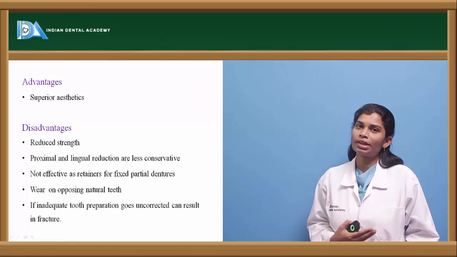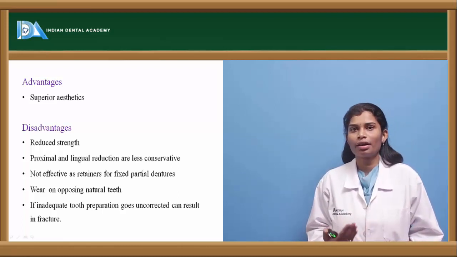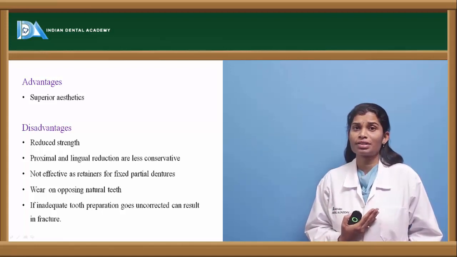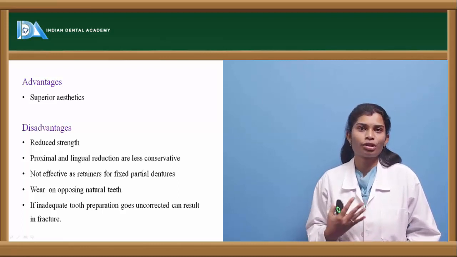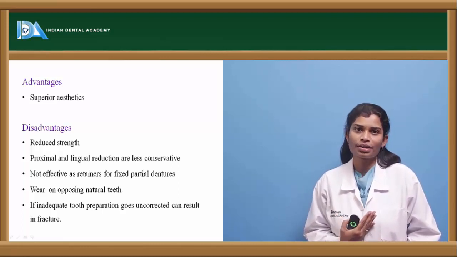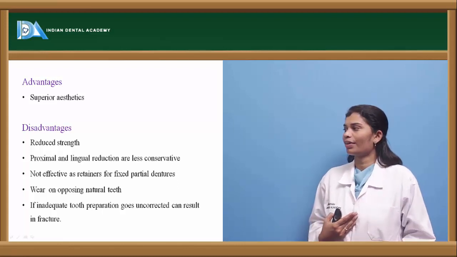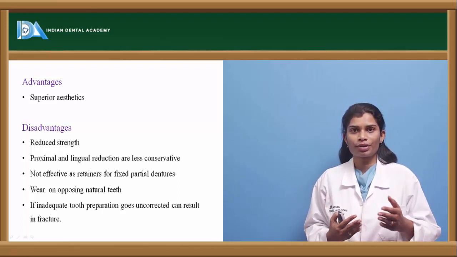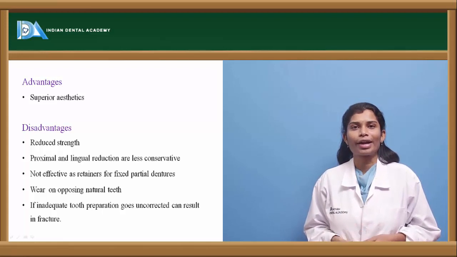Wear on opposing teeth is also possible, because if you have done any occlusal corrections on an all ceramic restoration and it is left unglazed, it can abrade the opposing natural tooth structure. So this is to be considered when you are giving an all ceramic crown. And also, if inadequate tooth preparation is done, where the restoration, your all ceramic crown, can be thin, in such cases it will tend to fracture.